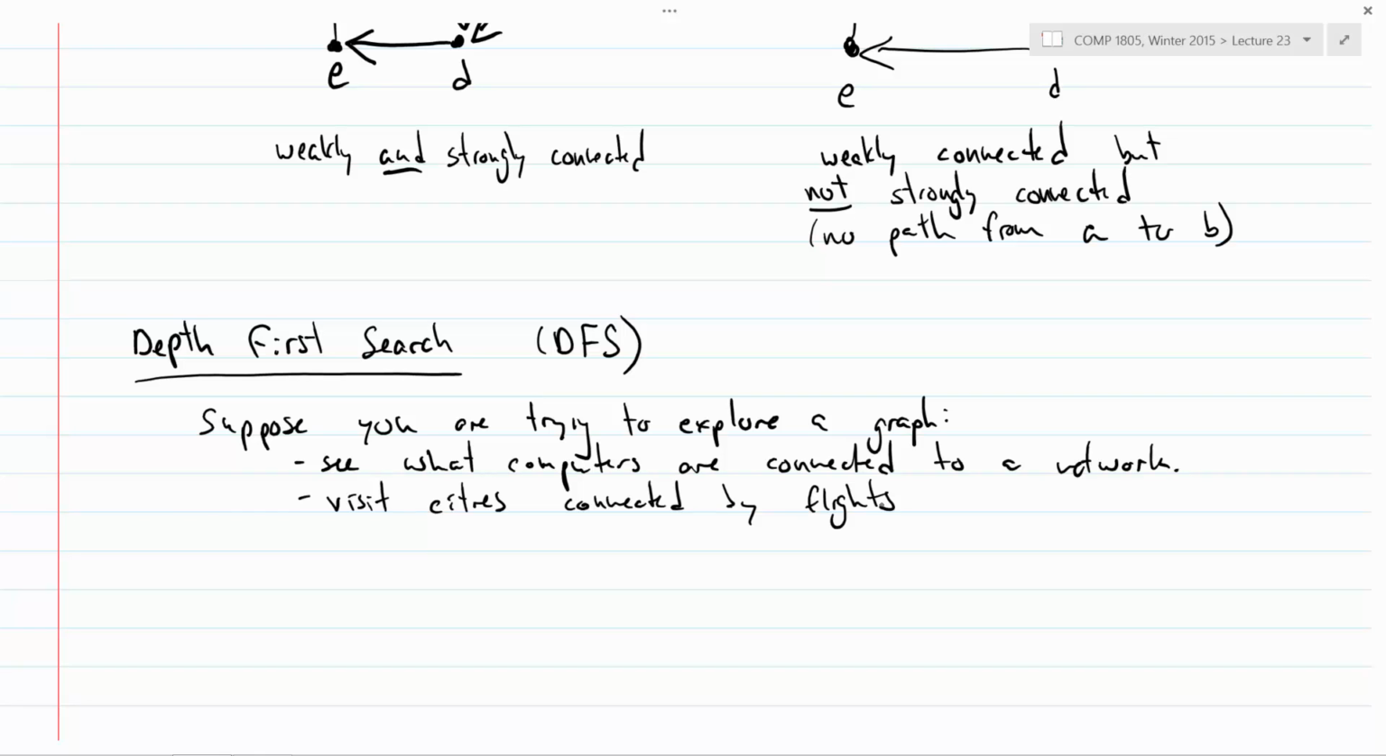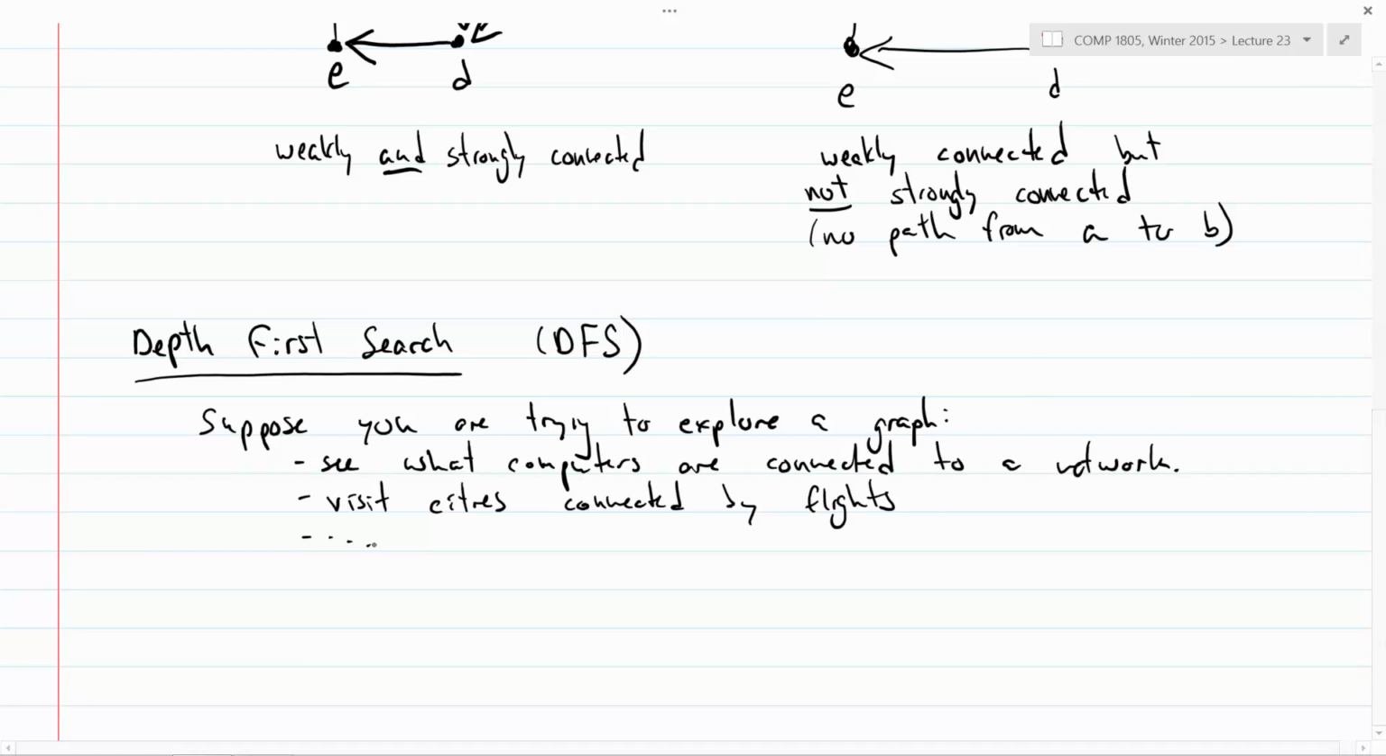So there's a lot of examples like this where you want to somehow walk around a graph. But it's not too hard to see that you can't just iterate through the vertex set, because that doesn't take into account the edges. And you can't just iterate through the edge set because that doesn't take into account the vertices. So you need to do a little bit more work than that.